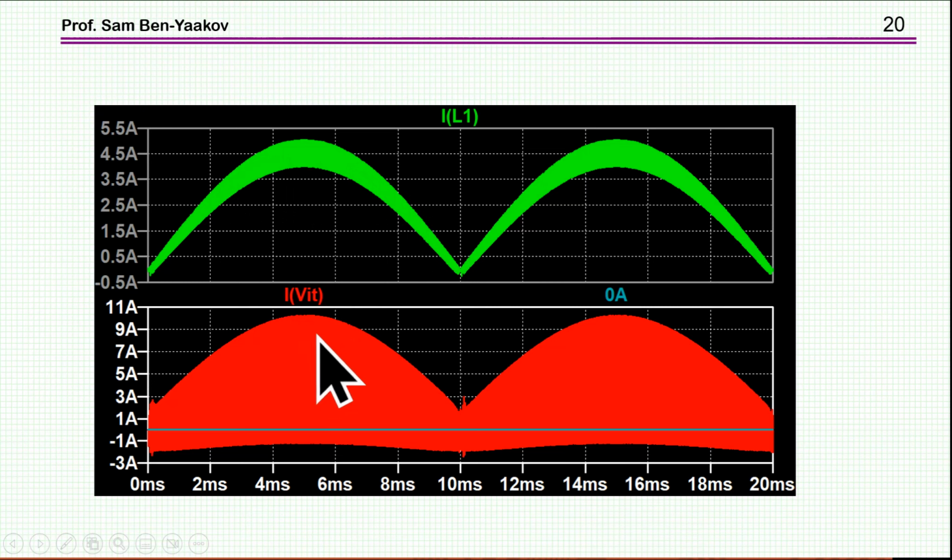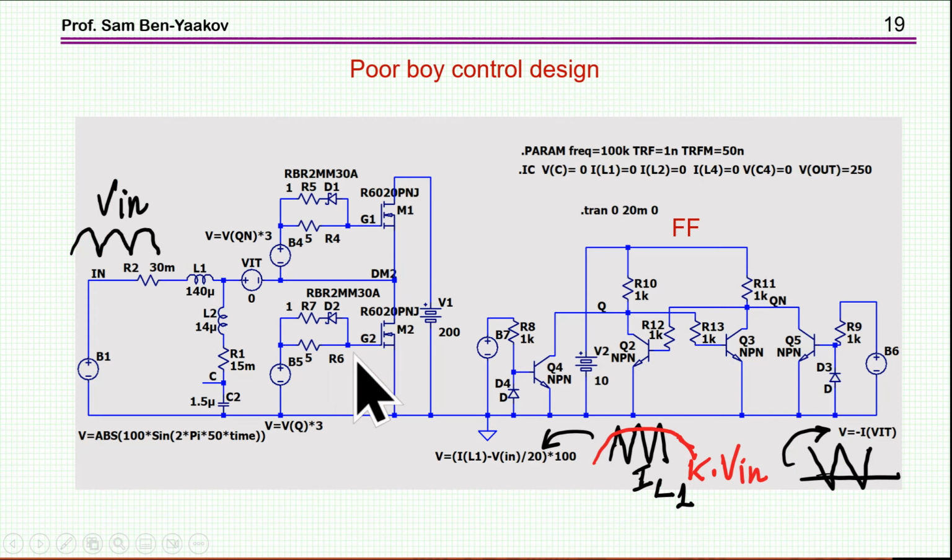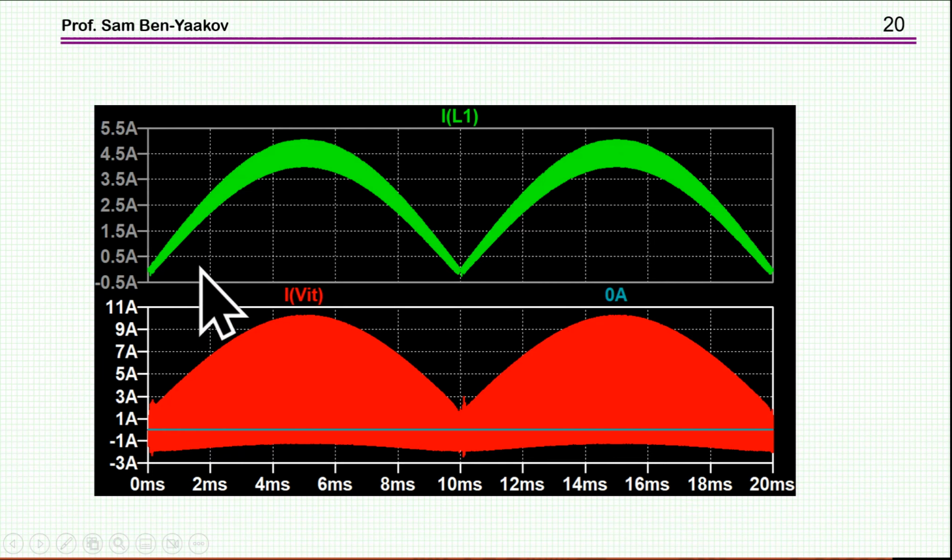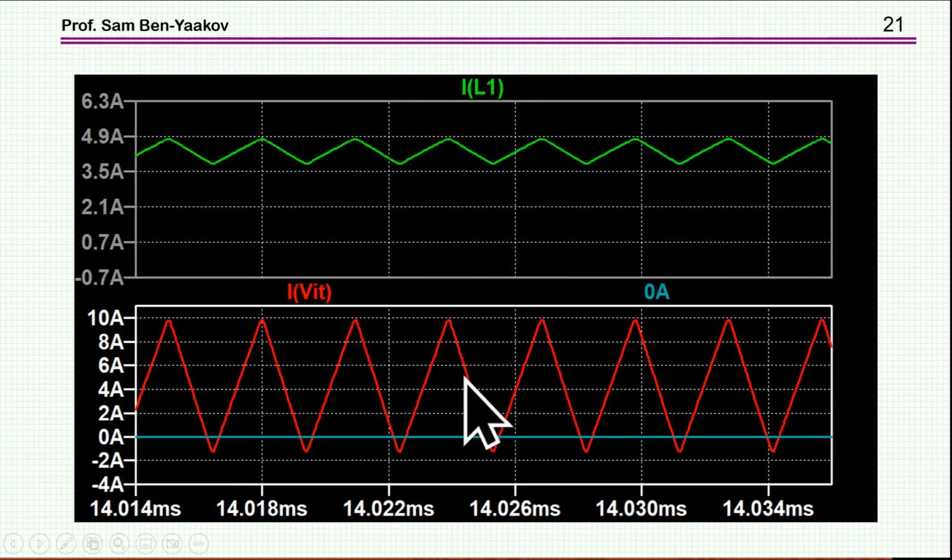Okay, so this point here, let me go back, is this signal here. This is this plus this. The upper one, the green one, is the current of this inductor, which shows here. Okay, and then if I zoom in, here is what I see.